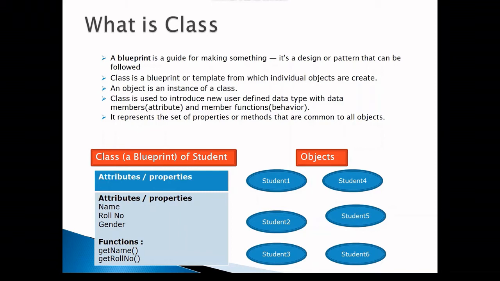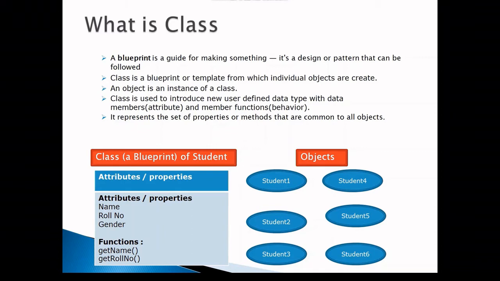Class is used to introduce a new user defined data type with the data members, which we call attributes, and member functions, which are behavior. It represents a set of properties or methods that are common to all objects. So what is this user defined data type? If you have studied Java, C++, or C, you might have gone through the integer or float value. They have a specific inbuilt data type. So if we want to create our own data type with additional features, or with the features which we want according to the requirement, then in that case we can create a class, so that it is used to introduce a new user defined data type.